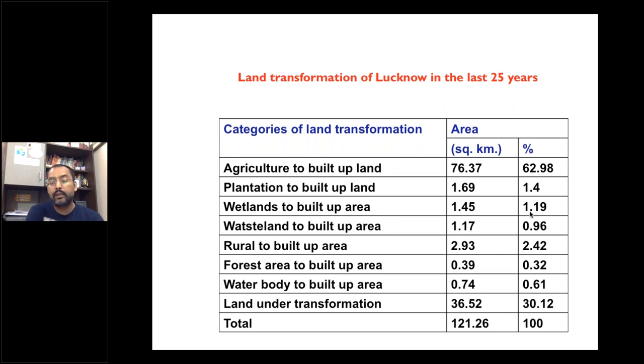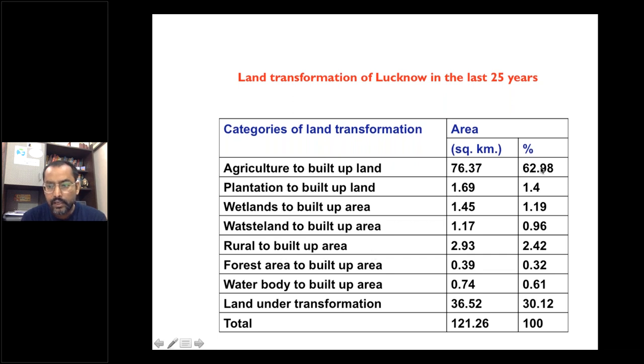We had class one agricultural land in Malihabad, and even the Aliganj area used to be a big horticulture belt. Many fruit plants used to be there. So we lost wetlands also. We lost the rural areas, which were converted to built up areas.